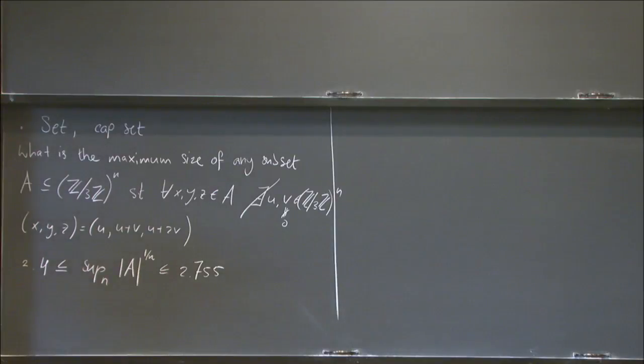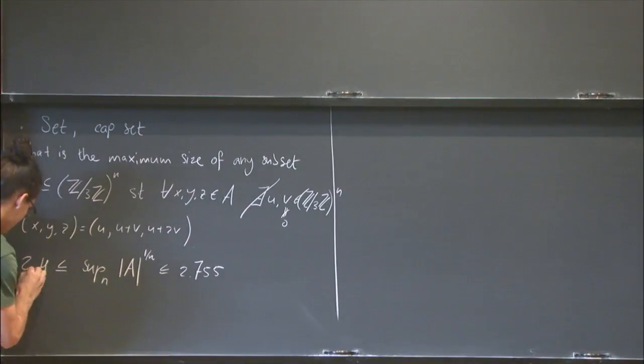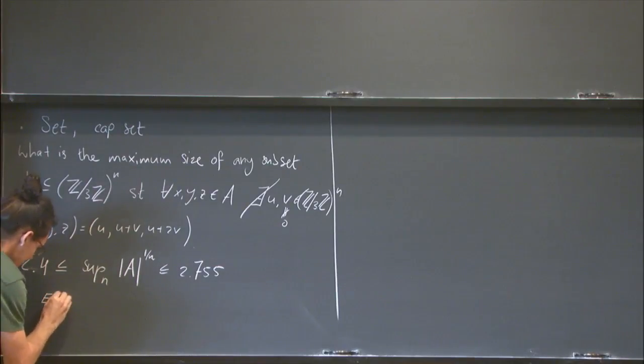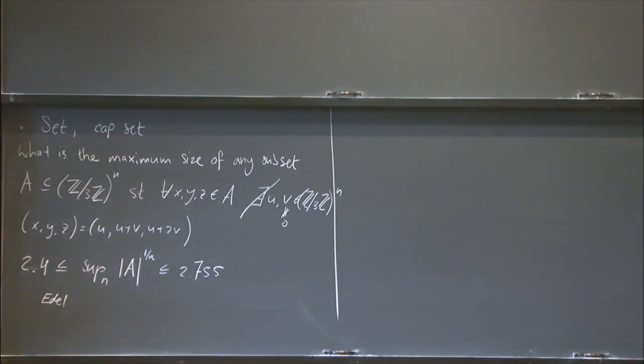What is the lower bound now? I think it's 2.4. Actually, I'm not sure, maybe it could be 2.2. It's a result by Edel. It doesn't matter much, it's not tight. Let me just write Edel. I'm not sure about the bound, but you can look it up.